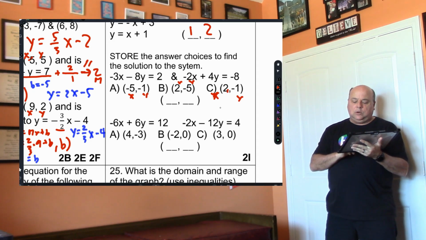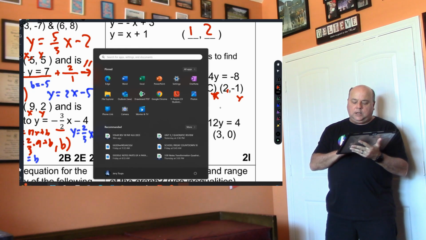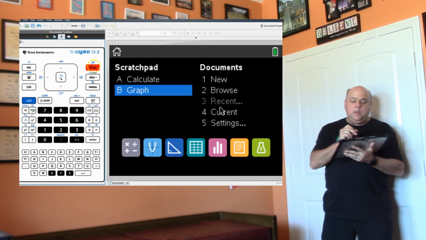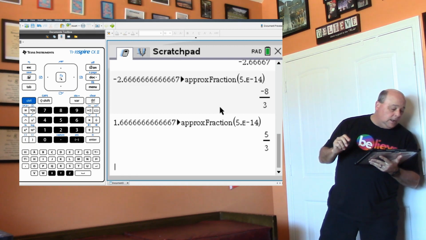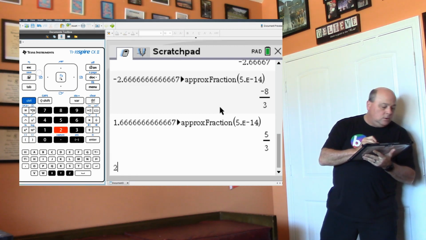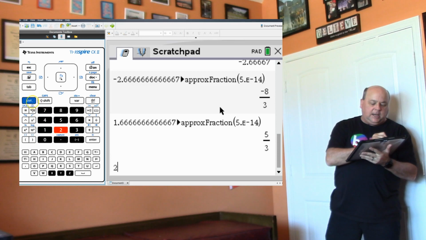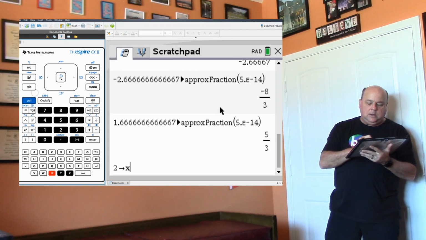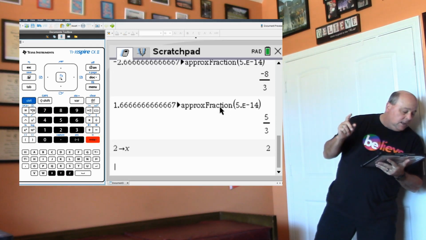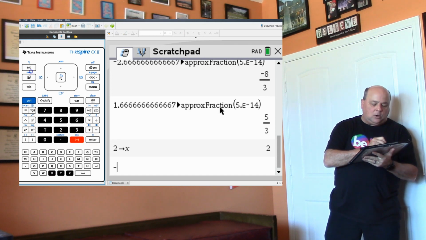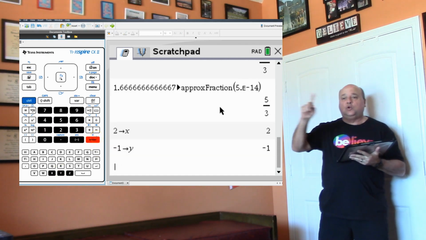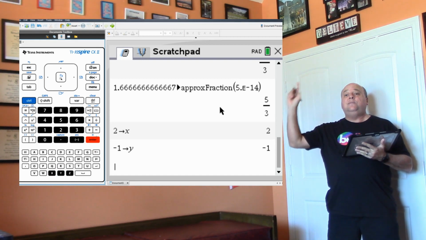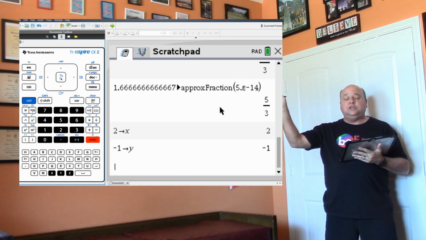So let's try C. On our calculator, we're going to go to home. And we're going to calculate. Now we're going to start with C, okay? So we're going to do 2. Yeah, 2 is going to be our x. Control variable x. Hit enter. And then negative 1 is going to be your y. Control variable y. So what I did is I stored one of those intersection points. That point will make both the equations true.